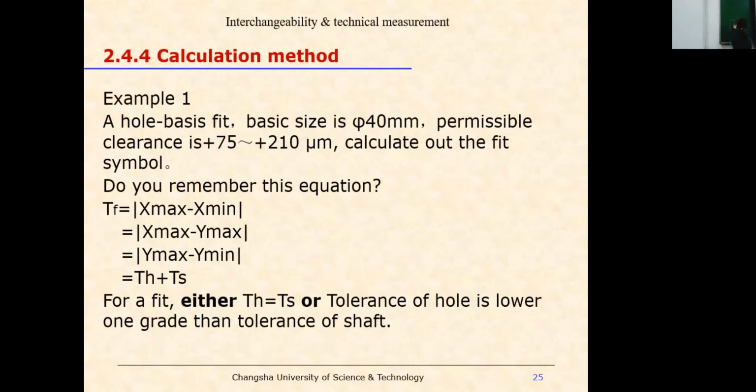Yeah. But for this one, it's very high precision, right? You need a cost with more. So you need to design a clearance close to 210 and close to 75, right? So for this one, the manufacturing cost is the lowest, right? So that is the principle.